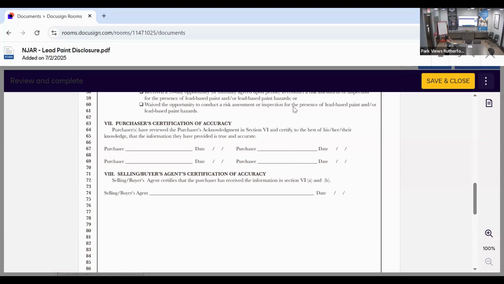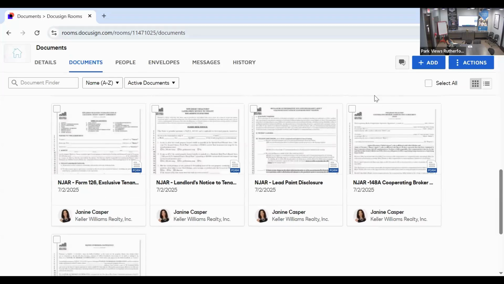This isn't just a state document, this is federal. This goes across the country, lead paint, and has nothing to do with just New Jersey. It's the whole country. I mean, we're an old country, not as old as some other ones, but we're old enough.